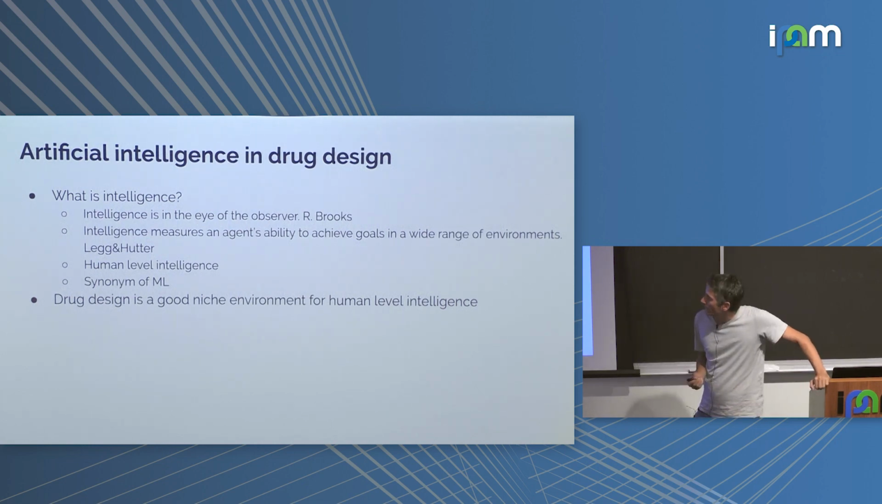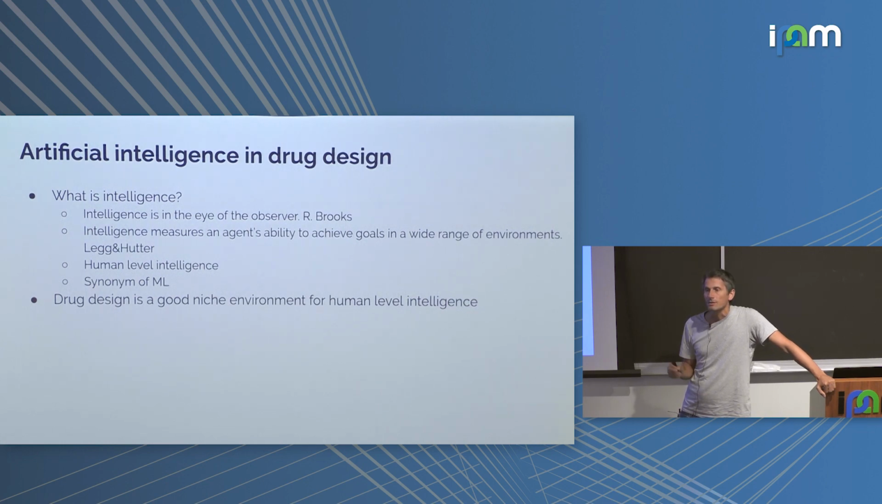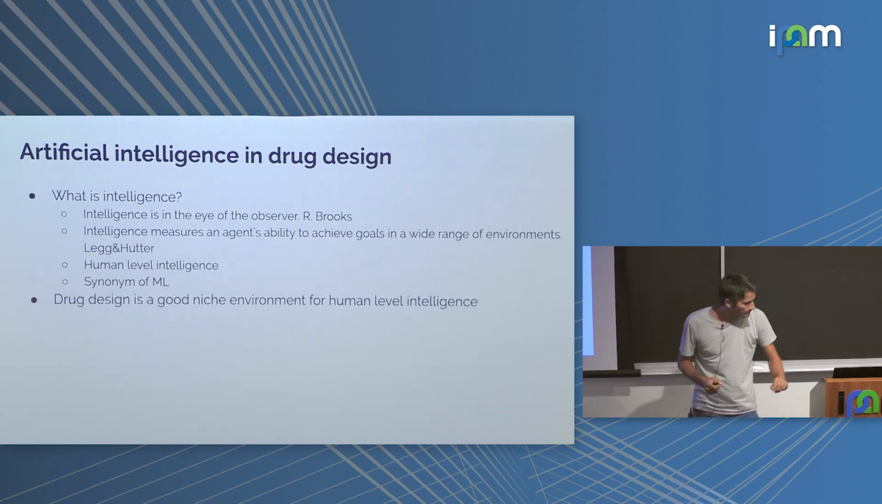So drug discovery is, to convince you, a good niche environment for human level intelligence. If we are here to develop human intelligence or artificial intelligence, you could have something that drives a car or does many things, but drug discovery is a good restricted environment on which you can apply this, because it's difficult, because it's important, and because there are lots of tools that one can use.